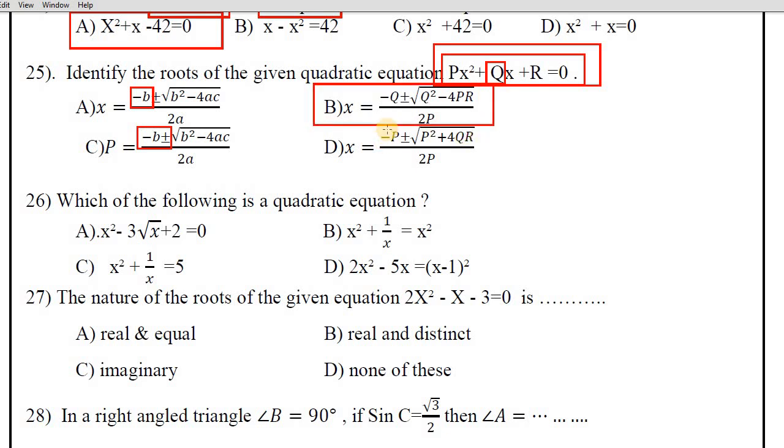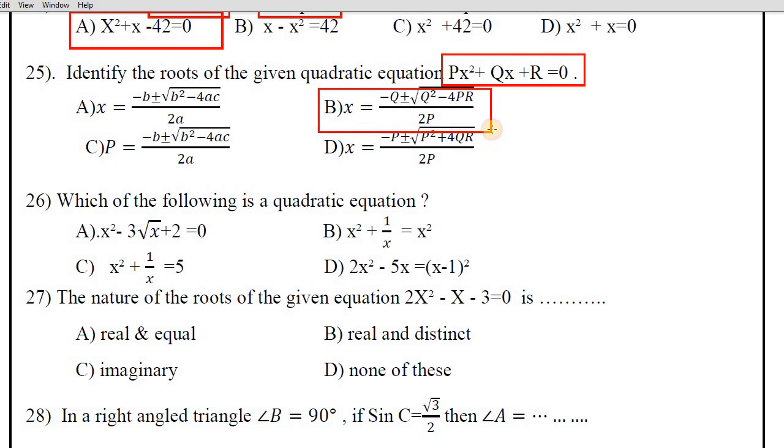Here it is starting with P. P is present in the place of A. I hope you have got it, children. So for this question, the right option is B: minus Q plus or minus root Q square minus 4P, all by 2P.